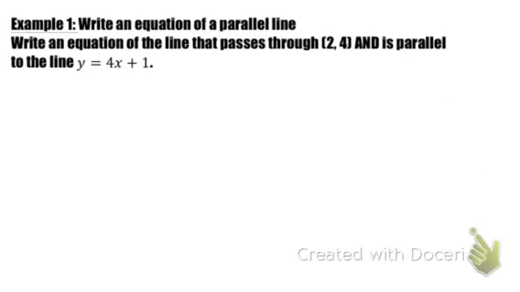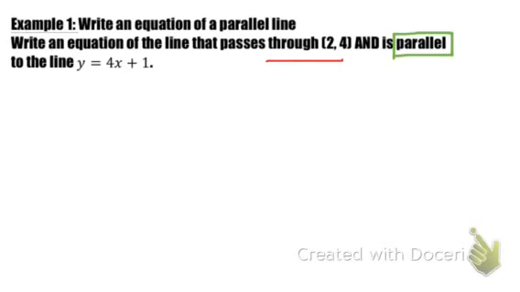Alright, so example number 1, we have to write an equation of a line that is parallel. It needs to pass through the point 2, 4, and it has to be parallel to the line y equals 4x plus 1. Now before, we didn't care about the y-intercept. All we were doing was talking about the concept of lines being parallel. But this line has to specifically pass through 2, 4. So the y-intercept needs to be specific because it has to pass through 2, 4.